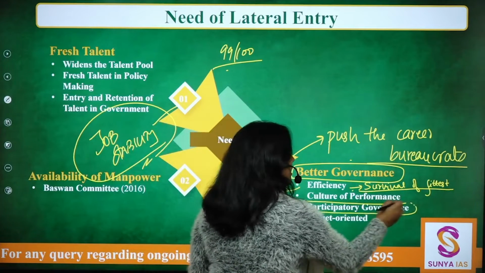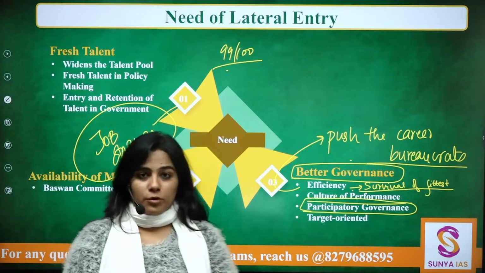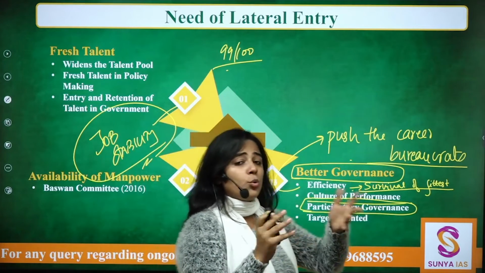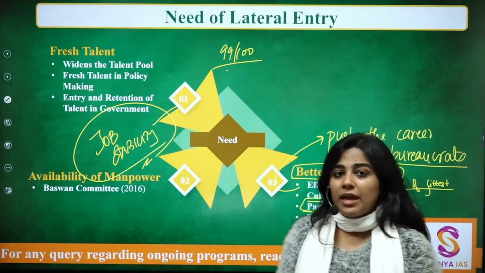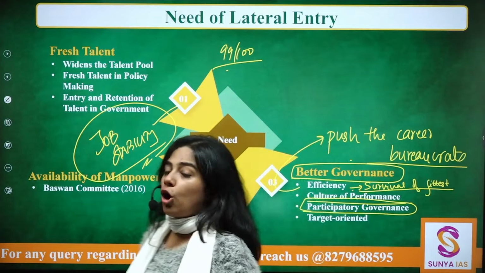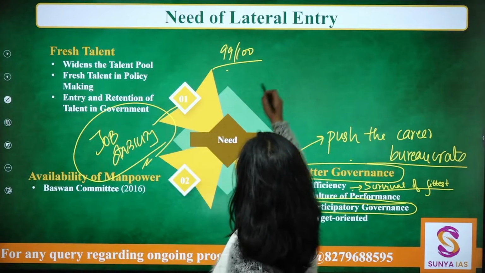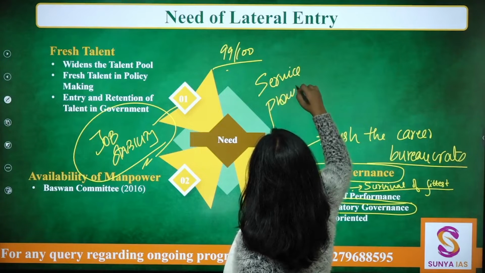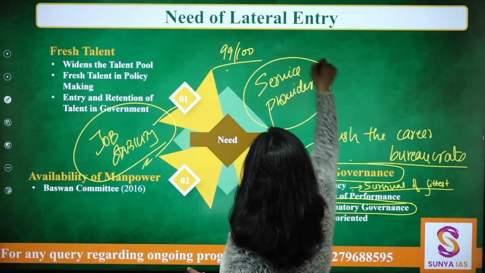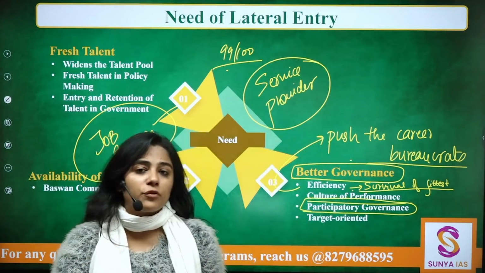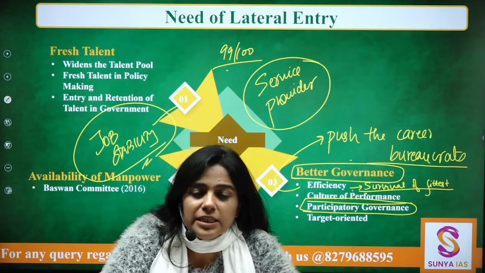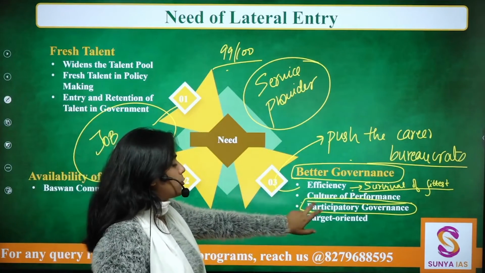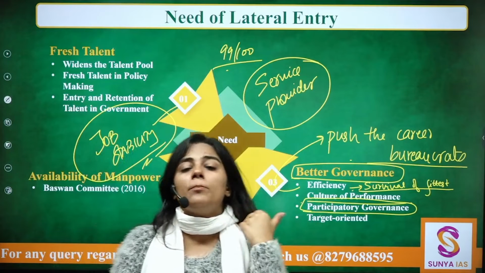A participatory government will be promoted, because when there is a to and fro from the private sector, ultimately, what is the job of the government? The job of the government is that of a service provider, right? So if there is an efficient to and fro of officials from the private sector, the services that are provided will also be improved, and it will be improved in the interest of the people.